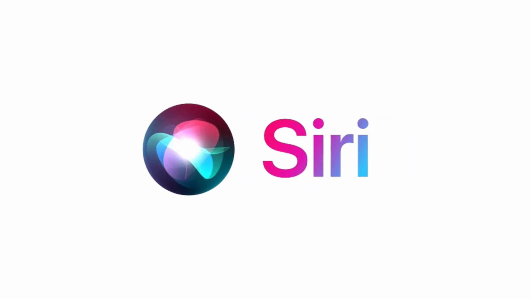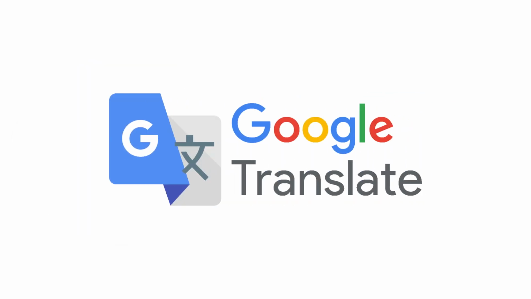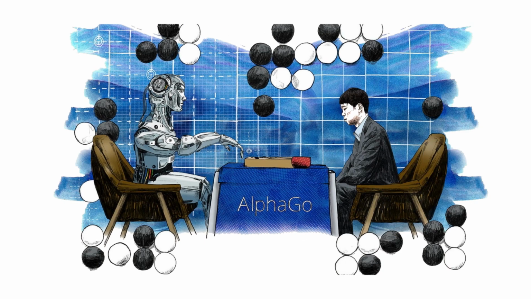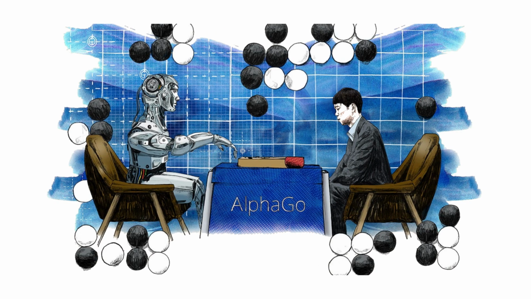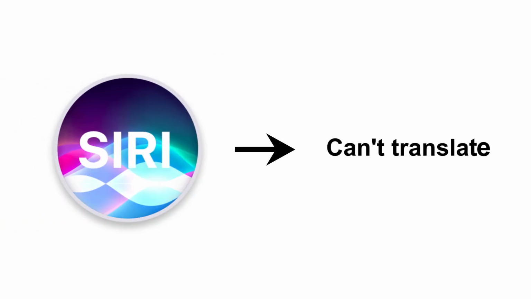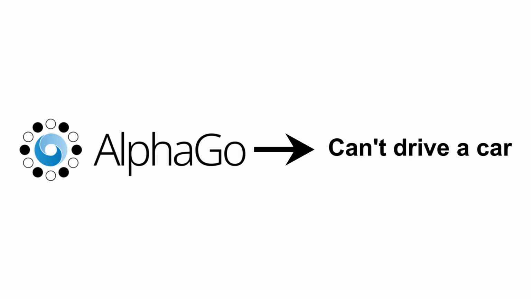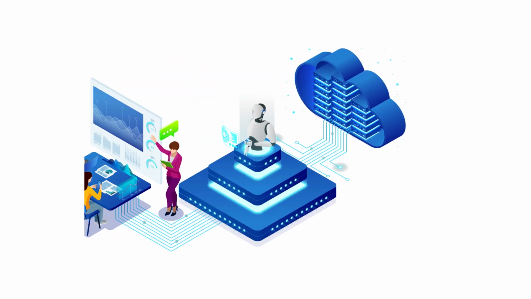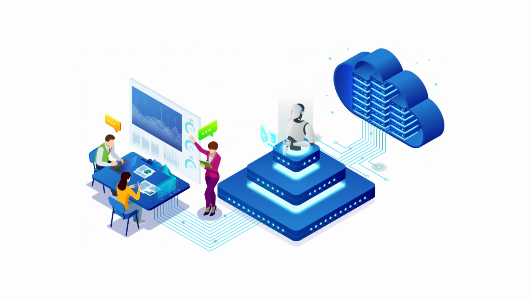Siri transcribes your voice. Google Translate converts one language to another. AlphaGo defeats the world champion in the ancient game of Go. Each example shows brilliance, but only in its own lane. I mean, Siri can't translate, and AlphaGo can't drive a car. Skills don't transfer, no matter how advanced the system is at one job.